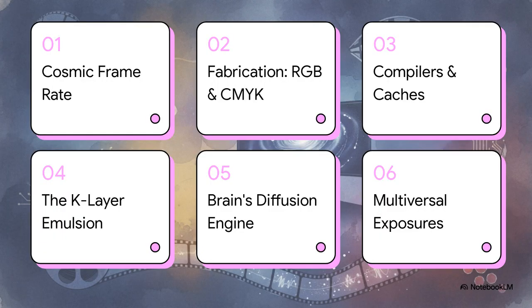To shatter that illusion, we're going to build this cinematic rendering pipeline step by step. We'll quickly cover the cosmic frame rate, fabrication using RGBV and CMYK, compilers, caches, and projectors, the K-layer emulsion, the brain's diffusion engine, and we'll wrap up with multiversal double exposures.